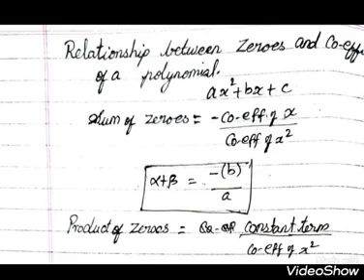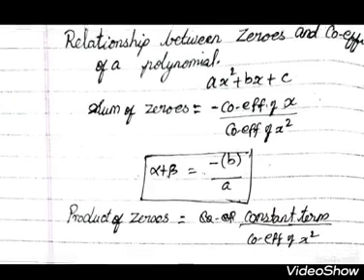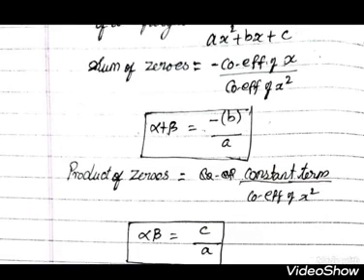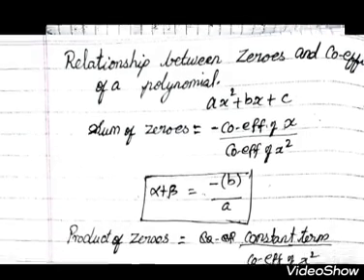And next, the product of zeros. Product of zeros is the constant term divided by the coefficient of x square. So for sum of zeros and product of zeros, the denominators are the same, only the numerators are different. The constant term here is c, so the value is c by a. By using this method, we have to find out the relationship between zeros and coefficients.